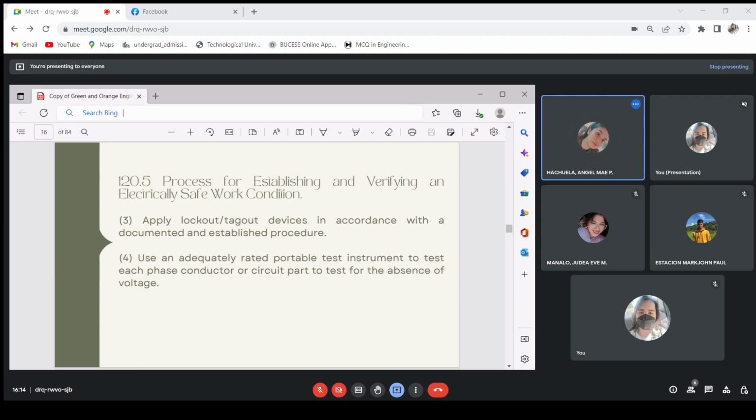Number three is apply lockout tagout devices in accordance with the documented and established procedure. Number four, use an adequately rated portable test instrument to test each phase conductor or circuit part to test for the absence of voltage. Next.